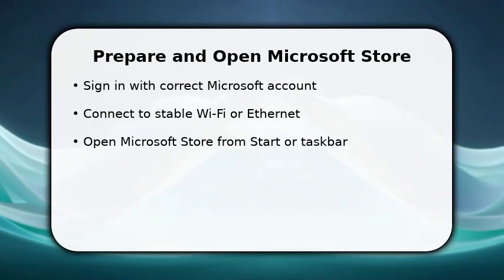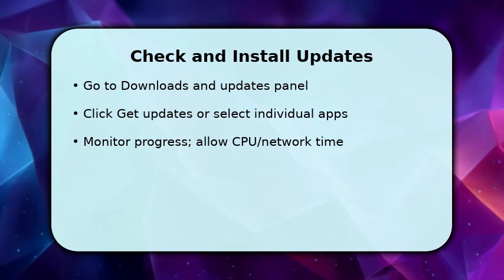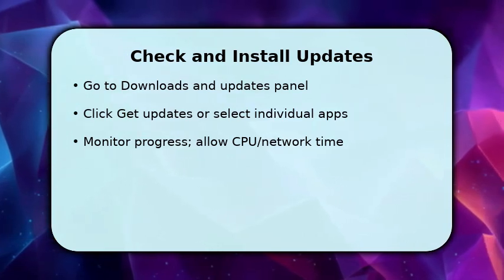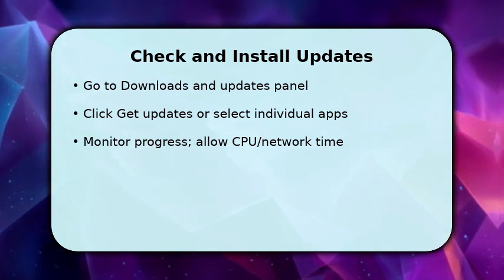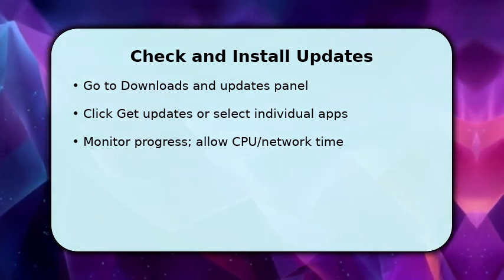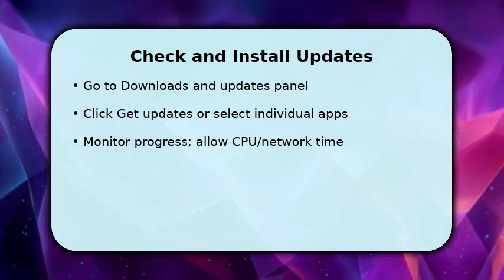Once you're in Downloads and Updates, press Get Updates to let the store search for available app and system package updates. This triggers Microsoft servers to compare versions. You can also pick individual apps and click Update if you prefer staged installs.